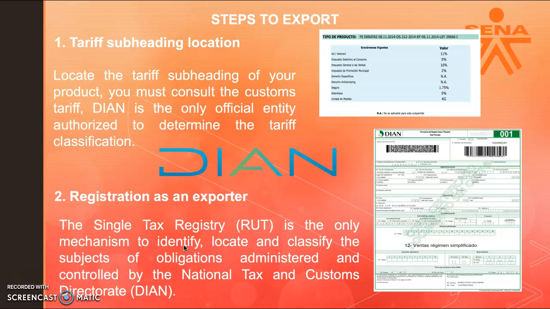2. Registration as an exporter. The Single Tax Register, RUT, is the only mechanism to identify, locate, and classify the subjects obligated, administered and controlled by the National Tax and Customs Directorate, DIAN.